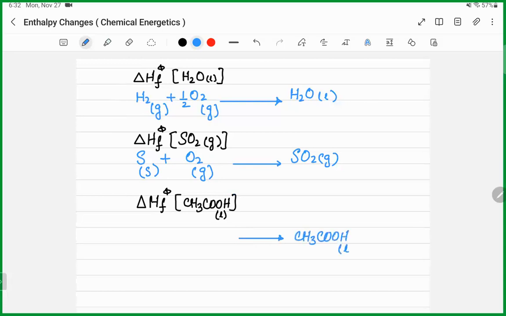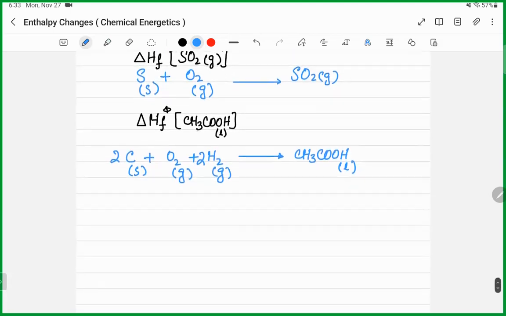So CH3COOH liquid, 1 mole on the right hand side, elements on the left hand side, which are carbon, oxygen, and hydrogen. Carbon solid, oxygen gas, hydrogen gas. Balancing के लिए 2 carbons, so place 2 here. 4 hydrogen, so place 2 here. It becomes 4 hydrogen. Oxygen 2, it's already balanced. देखिए, just have a look. This is the equation for the standard enthalpy change of formation of CH3COOH.